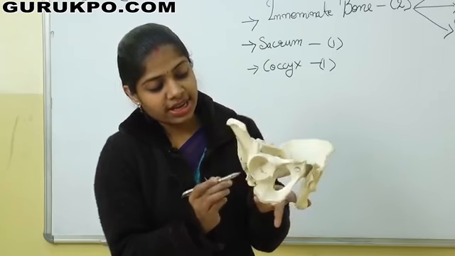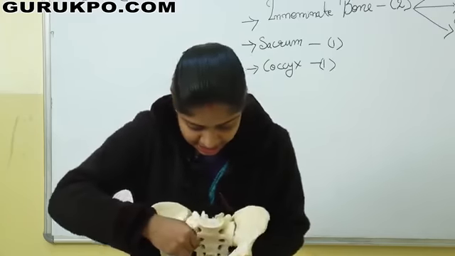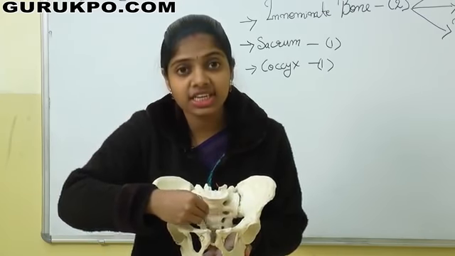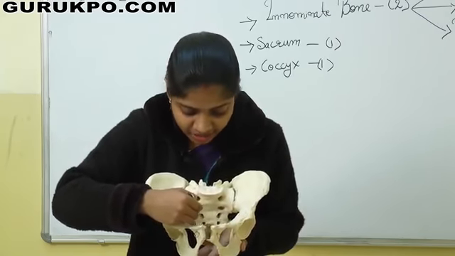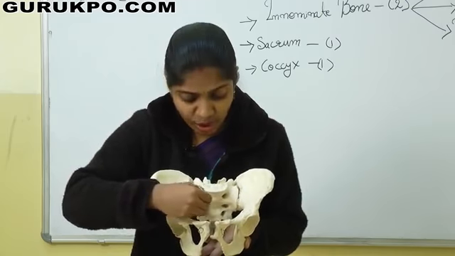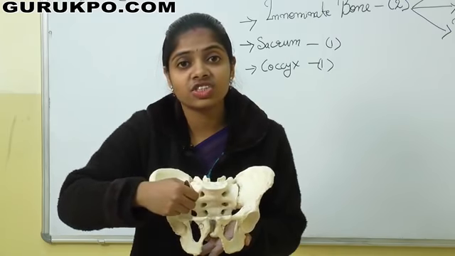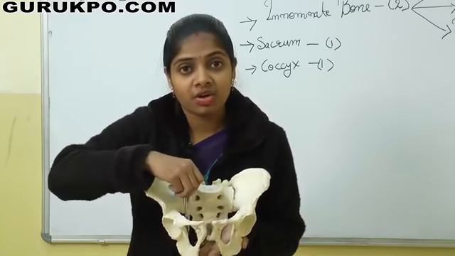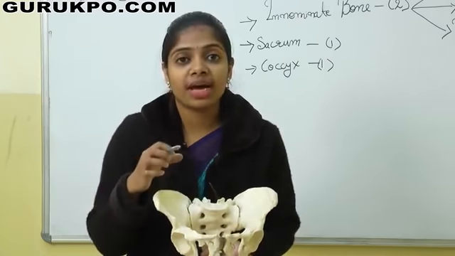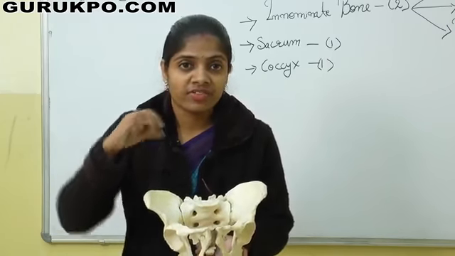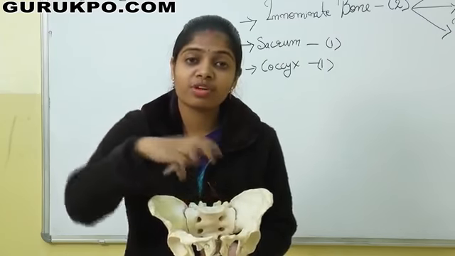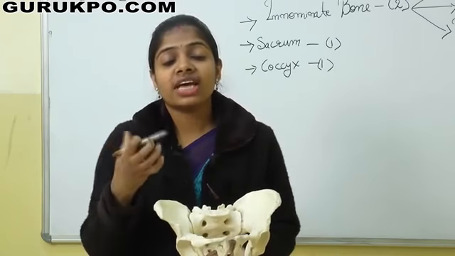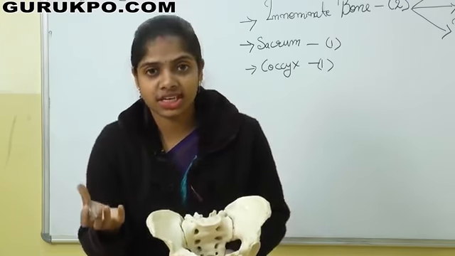Now there is an inward projection present in this ischium, which is the prominent projection known as the ischial spine. This is the ischial spine, which helps us to determine the fetal head station during the process of labor.